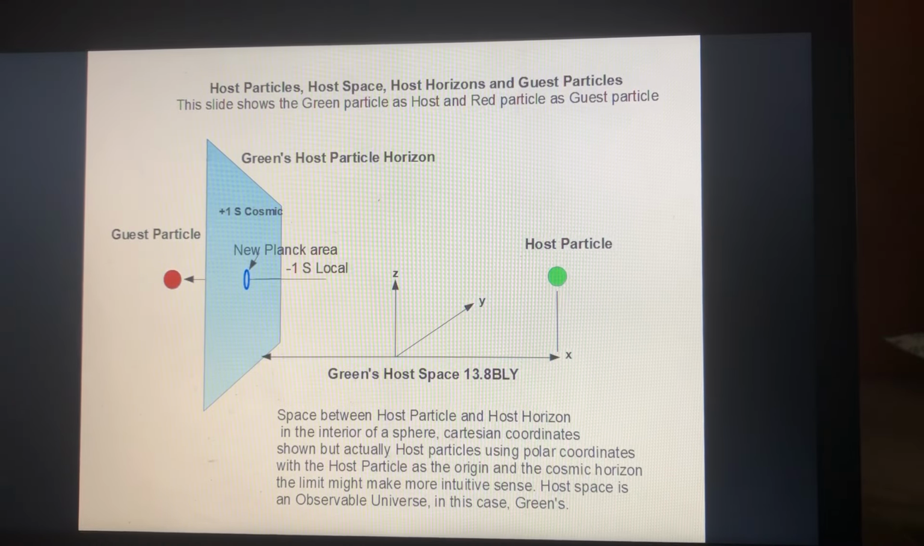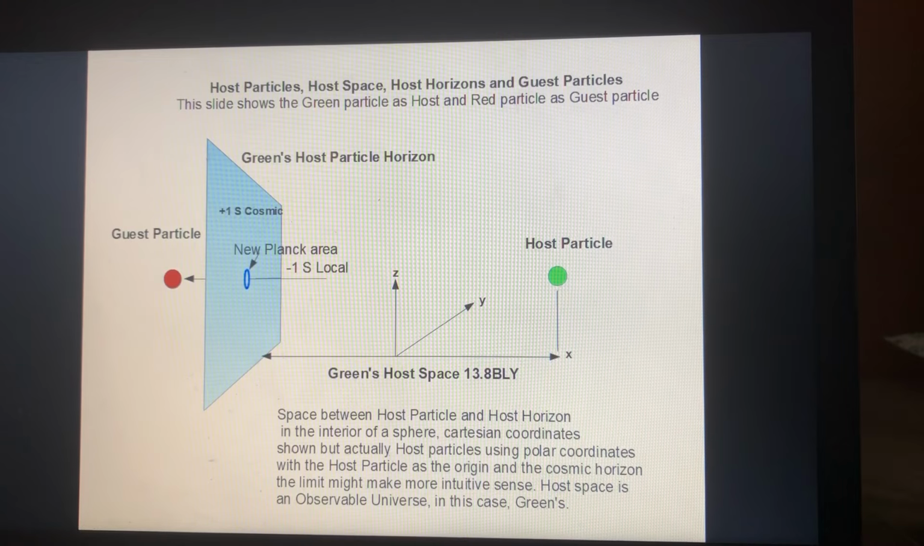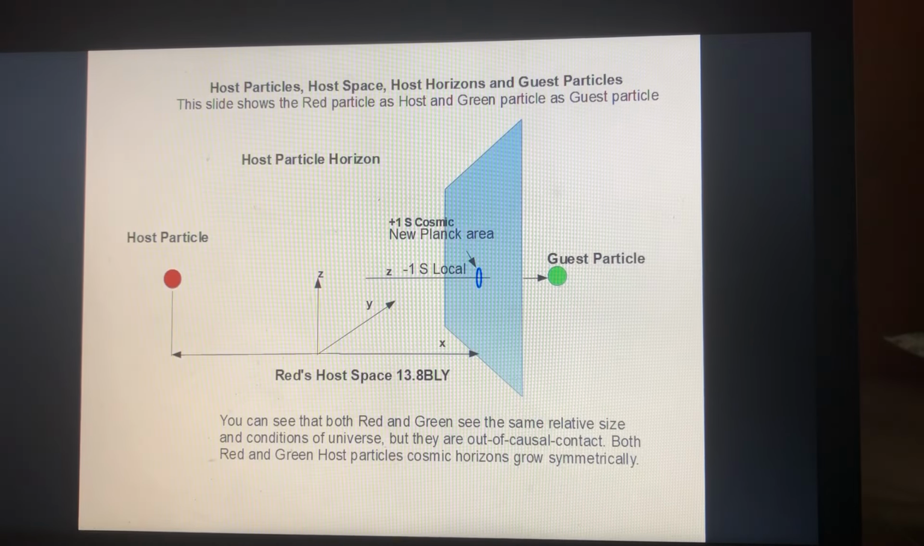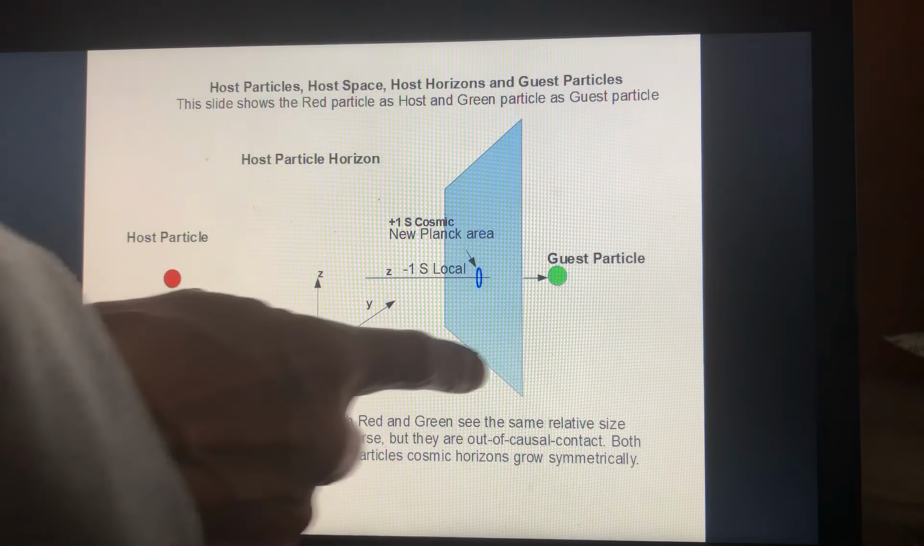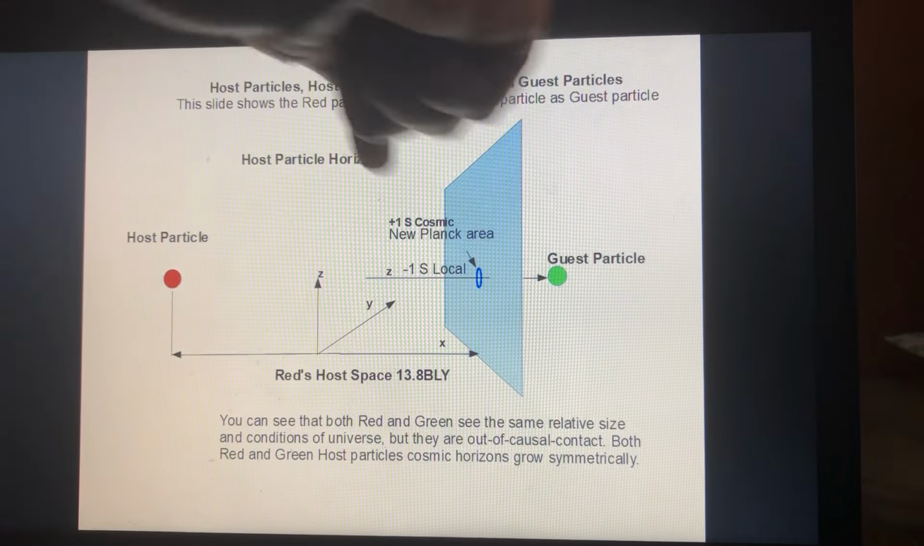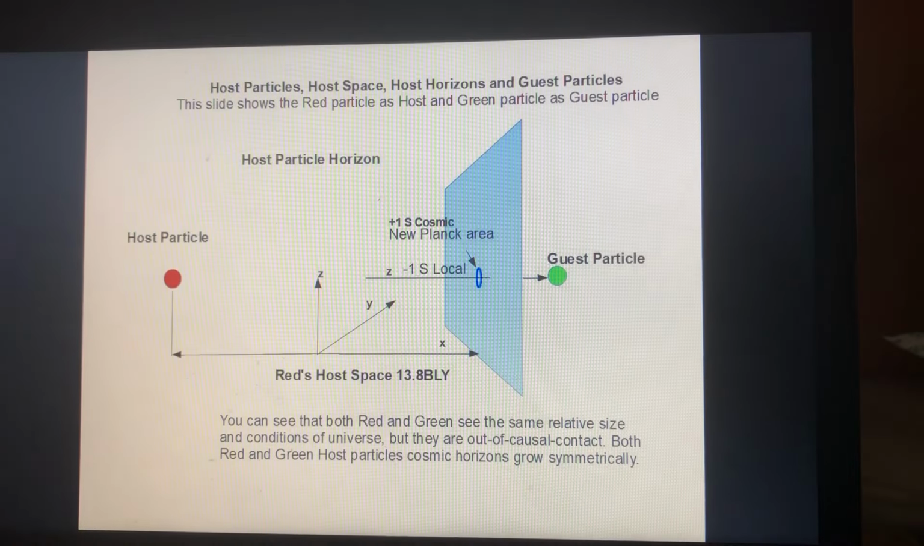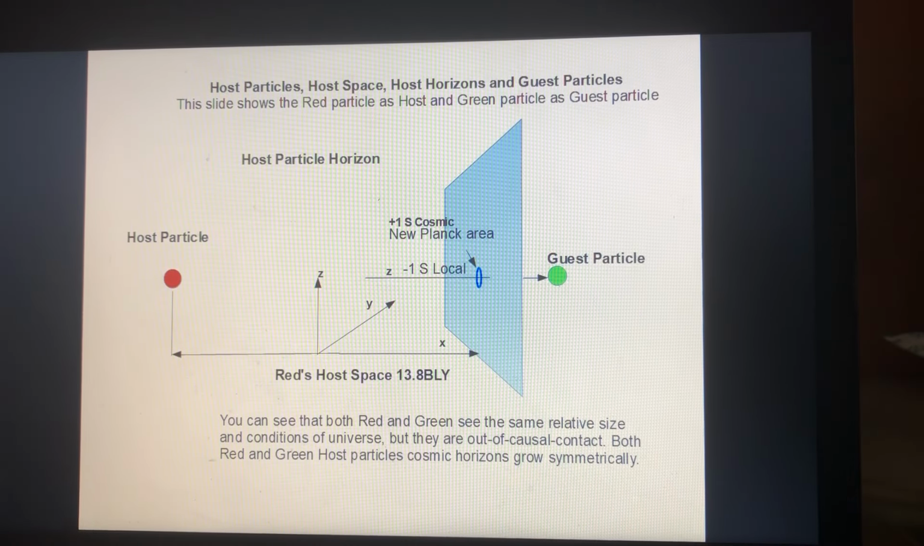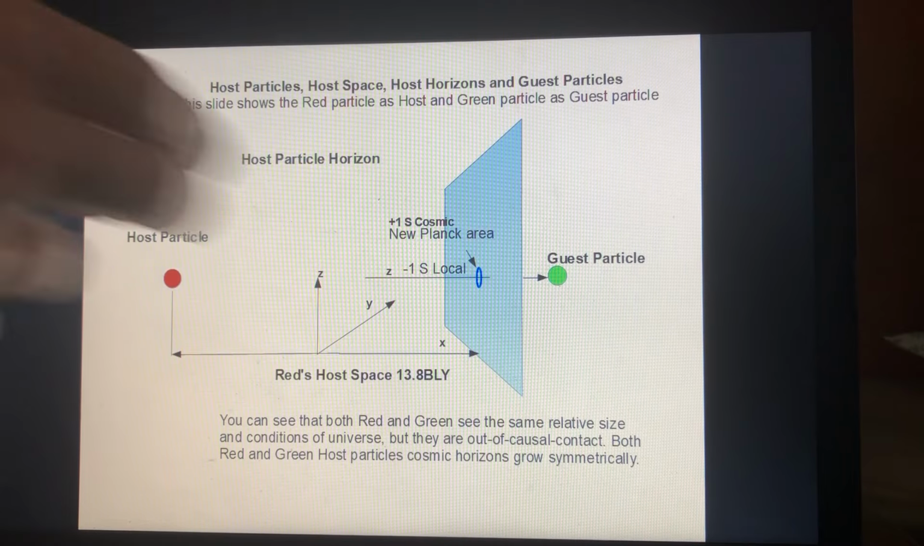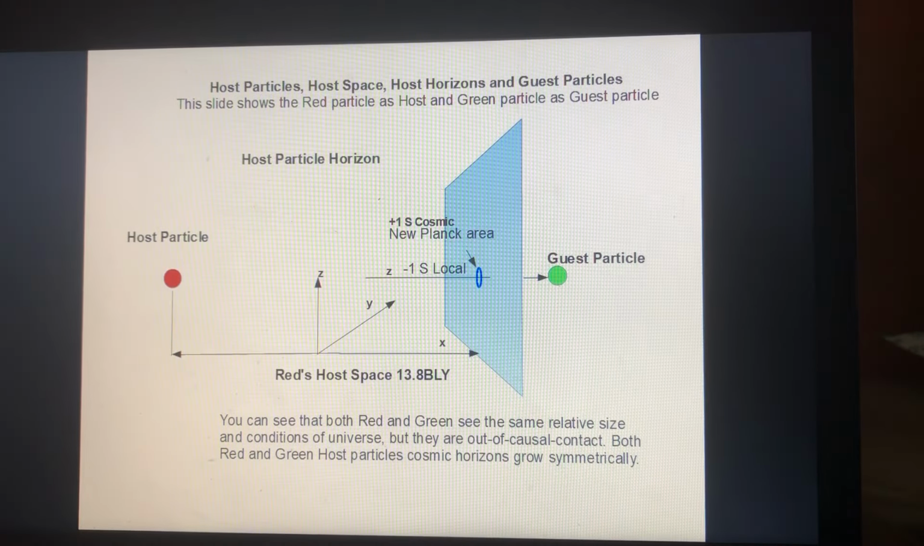Now, we see here from the green particle's perspective, but what about the red particle's perspective? It's just reversed. So the red particle has the same distance to its cosmic horizon, and it sees that green has actually crossed red's cosmic horizon, adding 1 extra Planck area on red's cosmic horizon. Now you can see that both the red and the green particles see the same relative size and conditions of the universe, but they're out of causal contact now. The only way that they have any more contact is the information has been encoded on the cosmic horizon.